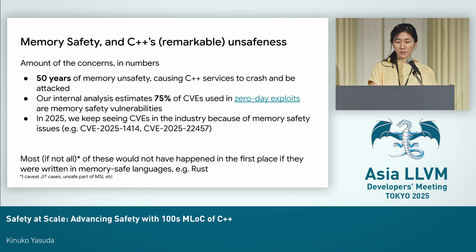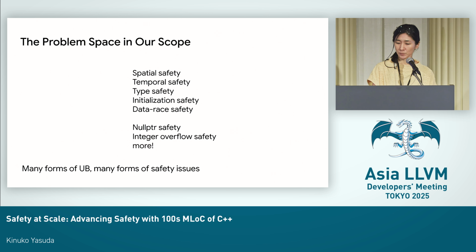Memory safety has been a big problem in C++ for decades, since its beginning. Our internal analysis estimates roughly 75% of CVEs used in zero-day exploits are due to memory safety vulnerabilities. This area has gotten a lot more attention in the past few years. However, this year in 2025, we still keep seeing serious CVEs coming from memory safety issues.